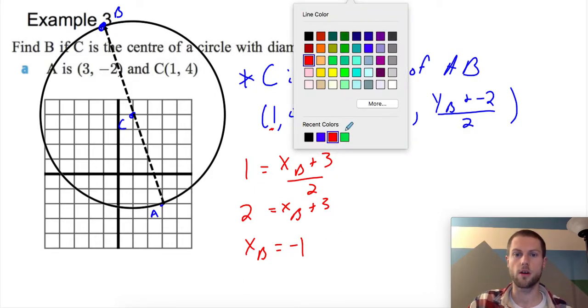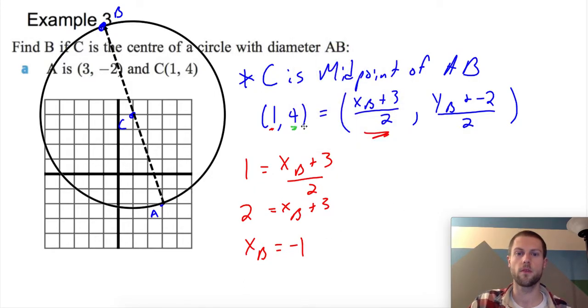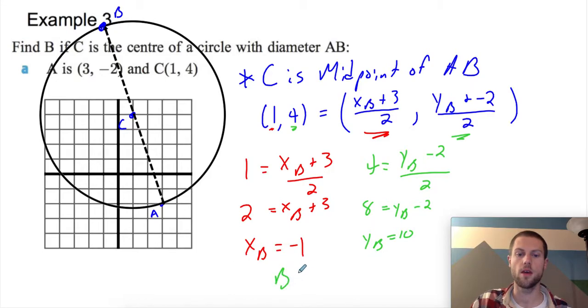And let's talk about the y's. Here's my y value, here's my y value. 4 is going to equal (y sub b minus 2) over 2. Multiply by 2 again, I get 8 equals y sub b minus 2. And y sub b is going to equal 10. So the coordinate of B is (-1, 10).